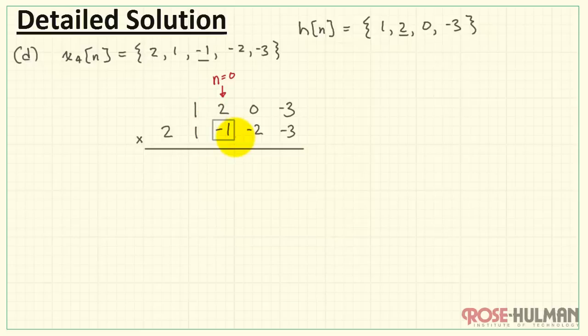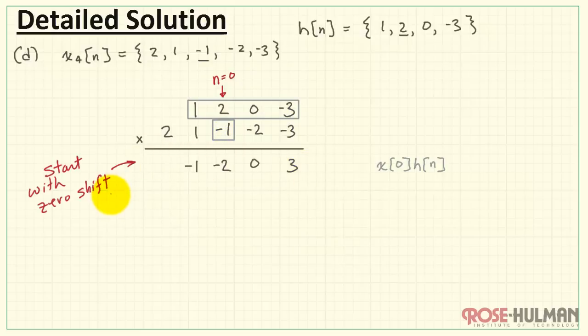I'm going to start here in the middle with the x of 0 value. Now, according to the convolution sum, x of 0 should be multiplying h of n, which I've just outlined. I'll begin by doing minus 1 times 1 times 2 times 0 times minus 3, and then write that in the same set of columns. What I'm doing here is starting my rows with the 0 shift value.